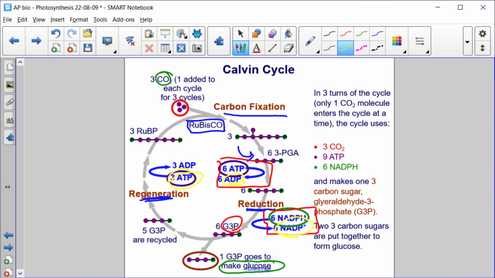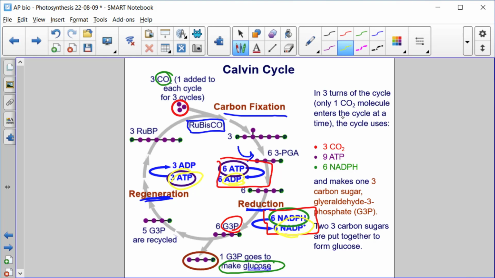To form glucose, the cycle has to turn 6 times because each turn of the cycle adds only 1 carbon atom from the incoming carbon dioxide. So I've summarized on the right here. In 3 turns of the cycle, only 1 carbon dioxide molecule enters the cycle at a time. The cycle uses 3 carbon dioxide, 9 ATP, and 6 NADPH, and makes 1 3-carbon sugar, G3P.